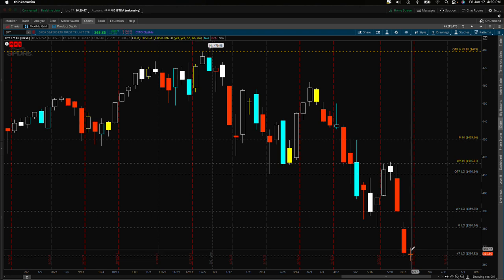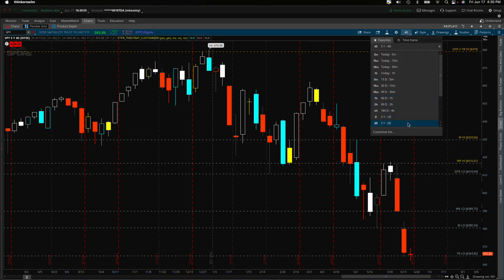And so right now what this looks like is that it could be the makings of a two down, and then possibly two up come Thursday. This candle is still forming, so we're not quite sure, but I just wanted to touch on that for a second.